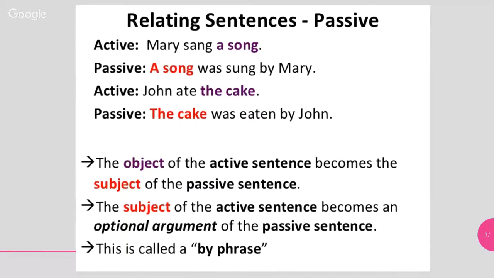Optional. You can just say, a song was sung, by Mary is only an option. If you choose to say who sung it, then you can say by Mary. Otherwise, a song was sung is a complete sentence by itself. This is called a by phrase.